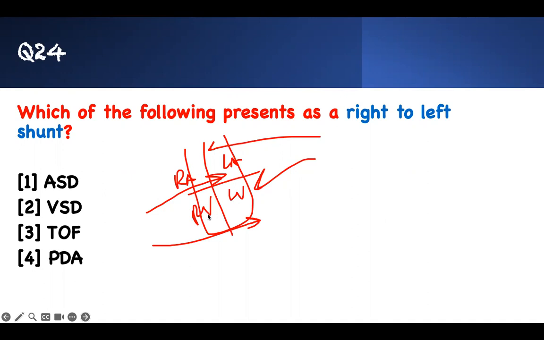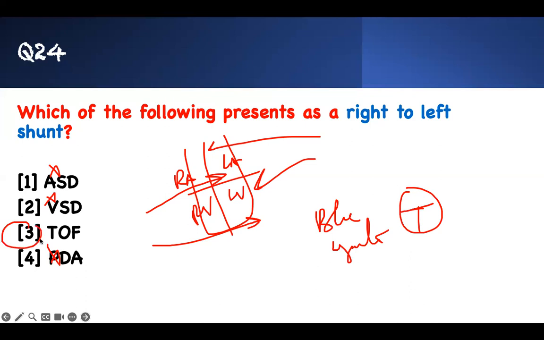So which one of these is right to left? Well, the best way to remember is those that cause blue, that means cyanotic, all have T at the beginning, except one. Most of them have T at the beginning, and they cause the kid to be blue. They are the right to left shunts. Therefore, this is not right to left. This is not right to left. This is right. This Tetralogy of Fallot is right to left. There's truncus arteriosus, transposition of great vessels.